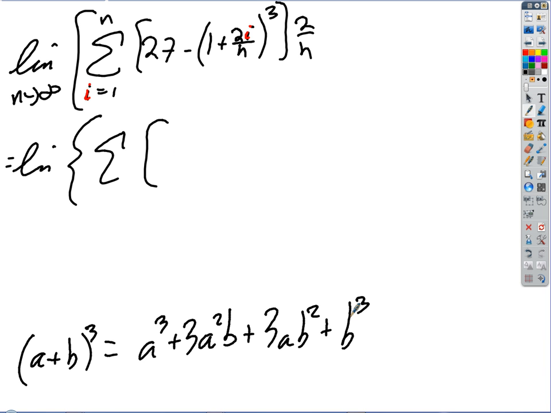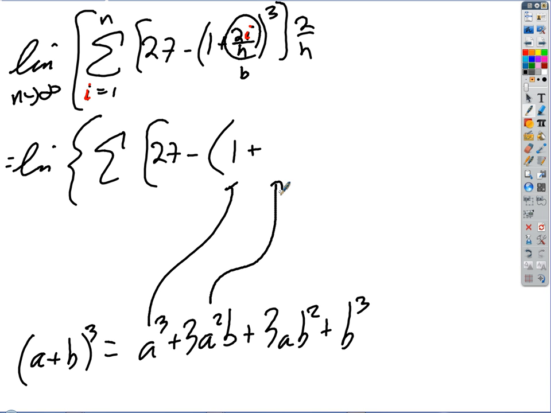Right, so we get 27 minus a cubed, which is just 1. 3a squared b is going to be, what's that going to be, 6i over n? Is that right? Oops, I don't need the 6, it's in there twice, isn't it? See what I'm doing there? This term right here, that's our a, is 1, and this is b right there. So 3a squared b is going to be 3 times 1 squared times that fraction, so 6i over n, okay?